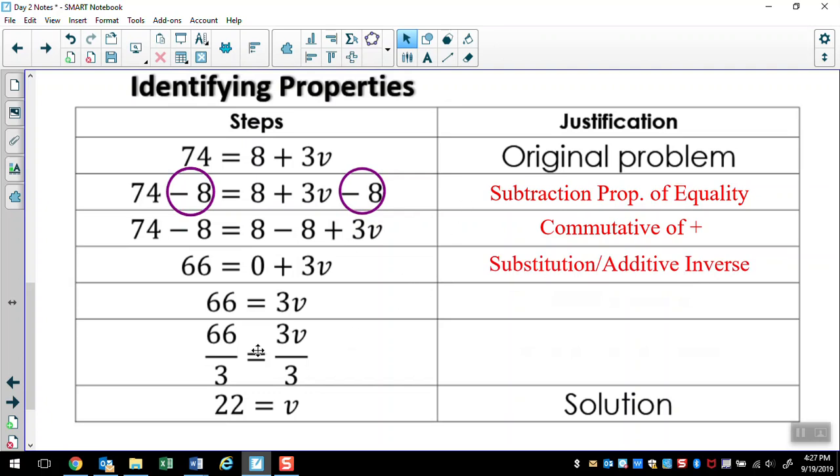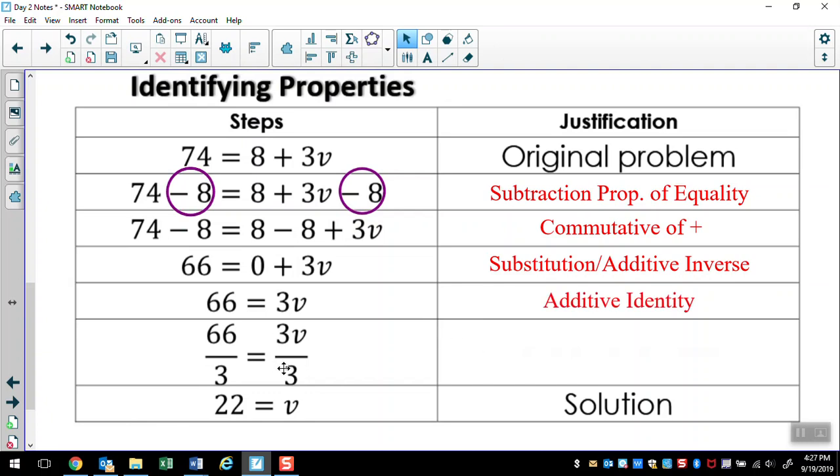Okay, now let's come down here and see what happens next. So in the next line, from here to here, my 0 disappeared. Really what we just did was we just added those 2 together, and we got an answer. So technically we would call that substitution, but we have a more specific property that we want to use here. So anytime I add something to 0, I get the same value. We just call that one the additive identity.